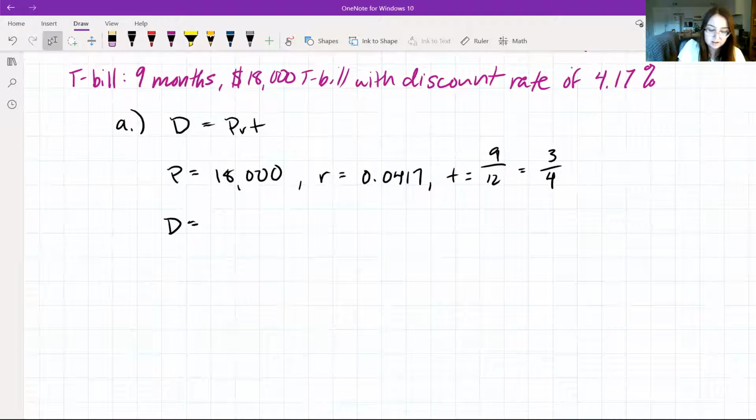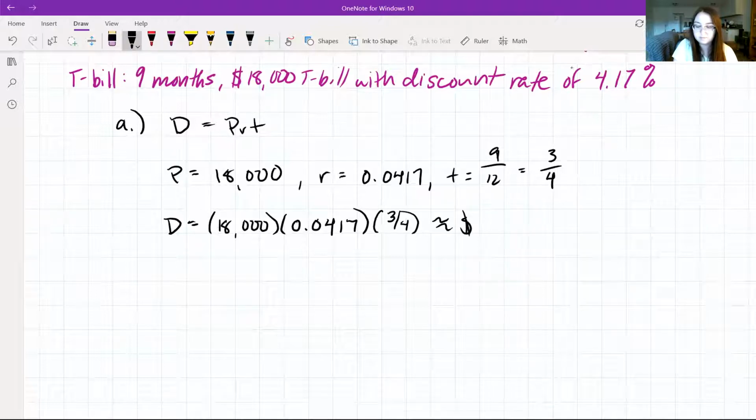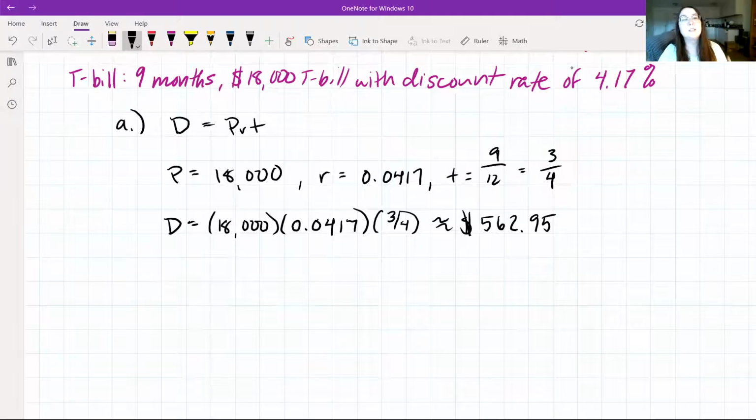So once again, we have our discount equal to our principal, which was 18,000, times our rate, which was 0.0417, times our time, which is 3 divided by 4. Now we want to calculate this value, and when we do, we should get about $562.95. So this was the discount that our Treasury got from the T-bill.